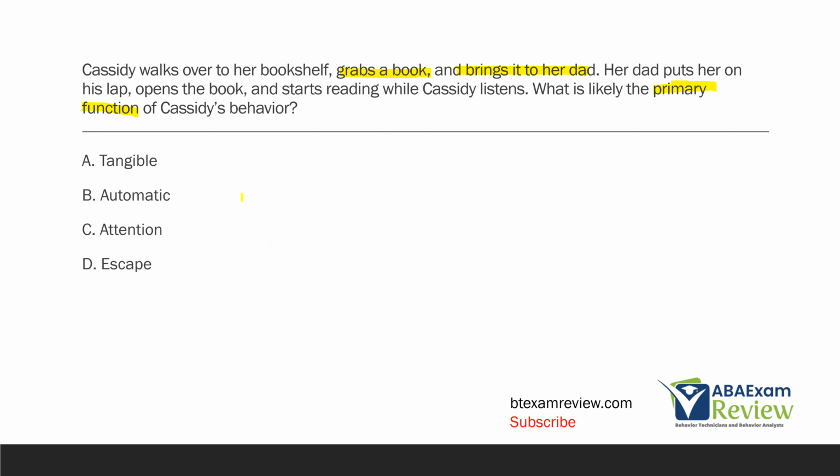So the only ones you could reasonably pick are A, tangible, and C, attention. But it's likely not to gain a tangible because she's already got the book, right? She gets the book and then brings it to her dad. Her dad starts paying attention to her. He puts her on his lap, starts reading to her. So really, the primary function of Cassidy's behavior is to get attention from her dad, and so her dad will start reading to her. So what is likely the primary function is C, attention.